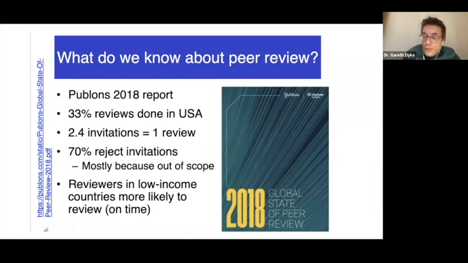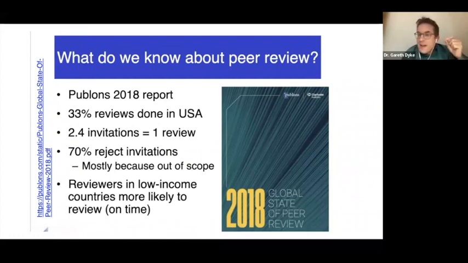So about 2 out of every 3 peer reviewers invited by journals to peer review papers did not accept the invitation. About 70% rejected, mostly because they felt that the paper they were being asked to review was out of scope, or they didn't feel that they had the necessary expertise. And isn't it interesting to notice that this survey also pointed out that reviewers from lower income countries were actually more likely to send their peer reviews back on time?